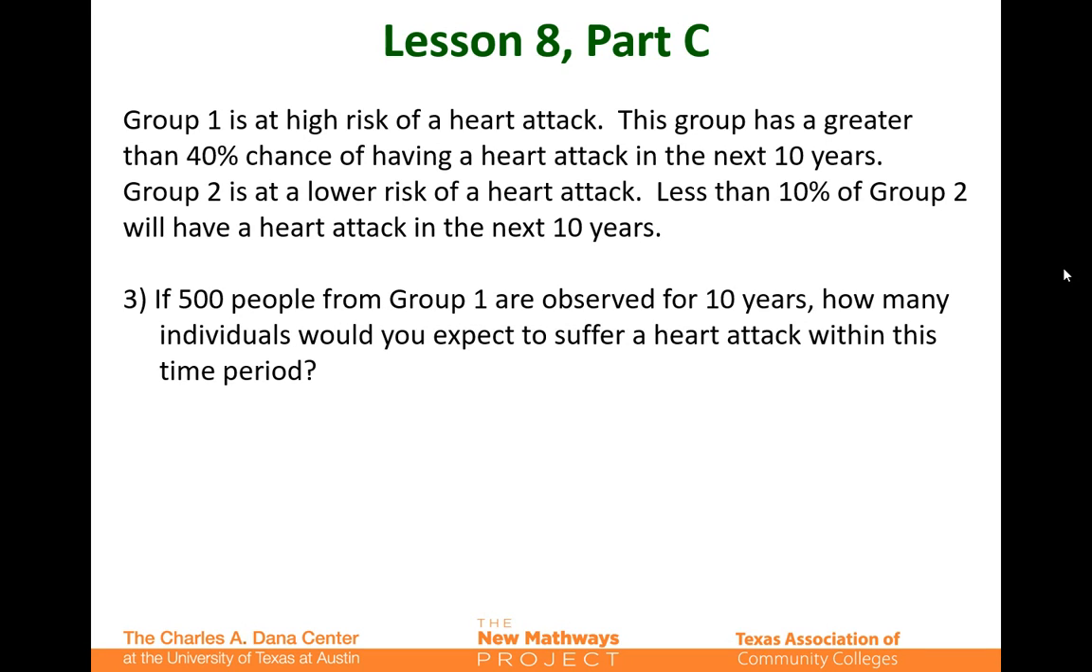All right. If 500 people from Group 1 are observed for 10 years, how many individuals would you expect to suffer a heart attack within this time period? Well, it says greater than 40%, so I would expect a minimum of 40%. So if we have 40% of 500 people, you can do that as 0.40 times 500. That would be 200 people that you could expect to have a heart attack out of that high-risk group.